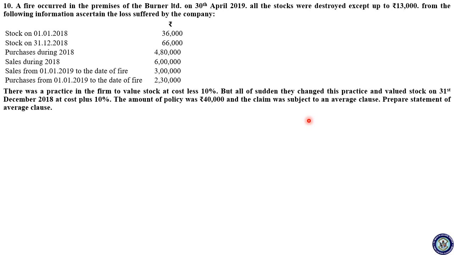So copy down this problem and read it carefully. See here, there is cost less 10%, cost plus 10%. So we solved the same problem, right? I think illustration number 8 or 9. Okay, a similar problem we solved.